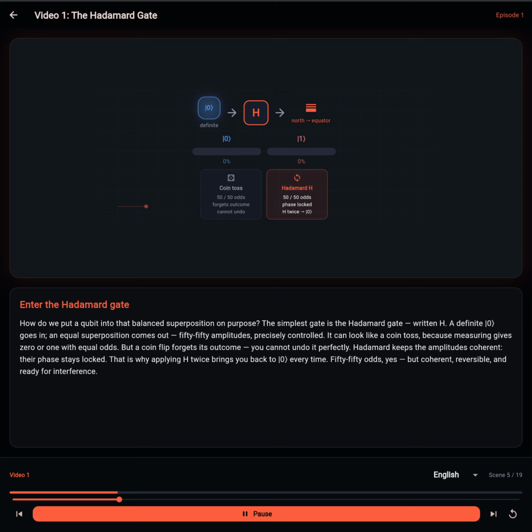How do we put a qubit into that balanced superposition on purpose? The simplest gate is the Hadamard gate, written H. A definite 0 goes in, an equal superposition comes out, 50-50 amplitudes, precisely controlled.